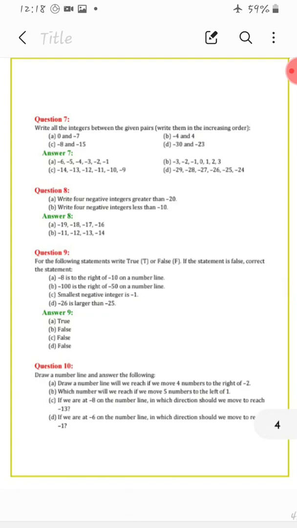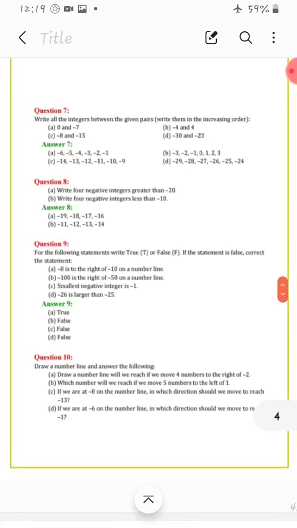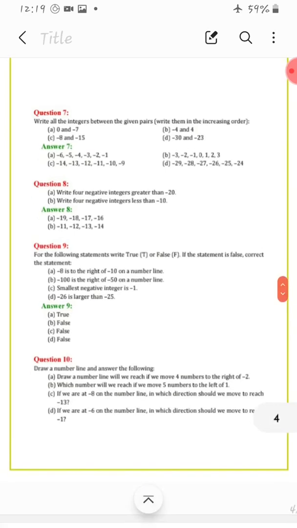Then again minus 4 and 4, so negative side minus 4, positive side 4. Since we have to write in increasing order, starting from minus 3: minus 3, minus 2, minus 1, 0, 1, 2, 3. Then C, 7C is given, minus 8 and minus 15. So both are lying on the negative side only, means left hand side only. Since we have to write in increasing order, starting from minus 14: minus 14, minus 13, minus 12, minus 11, minus 10, minus 9.